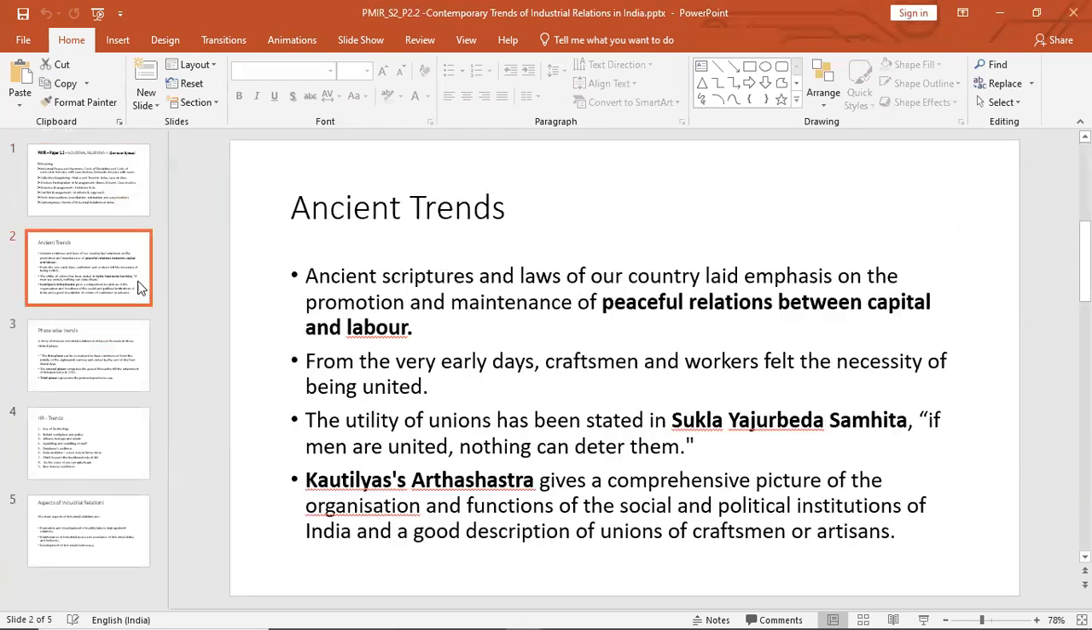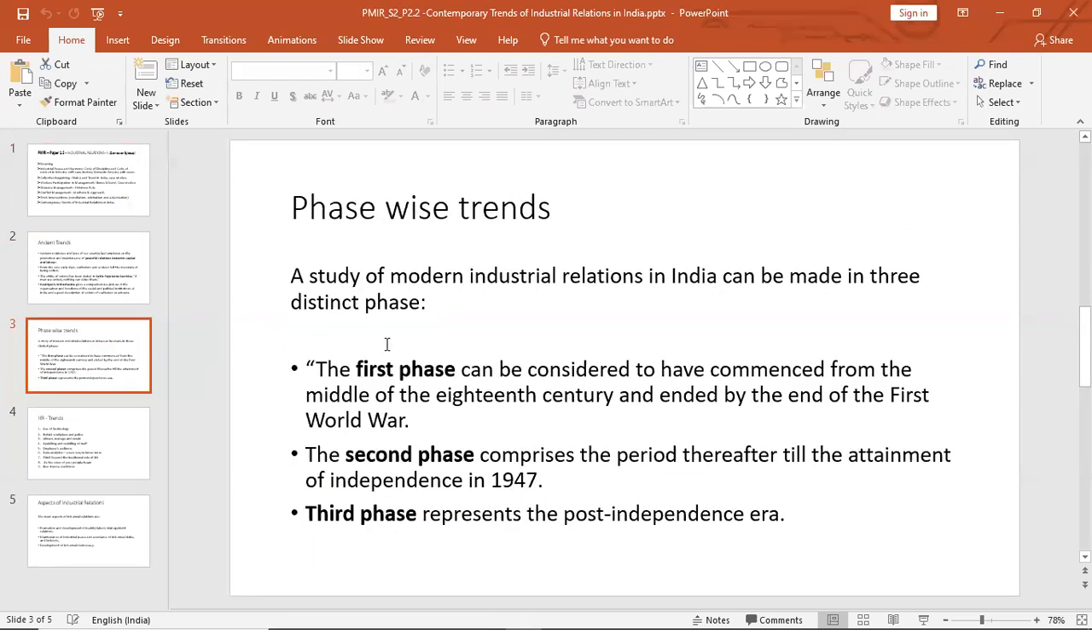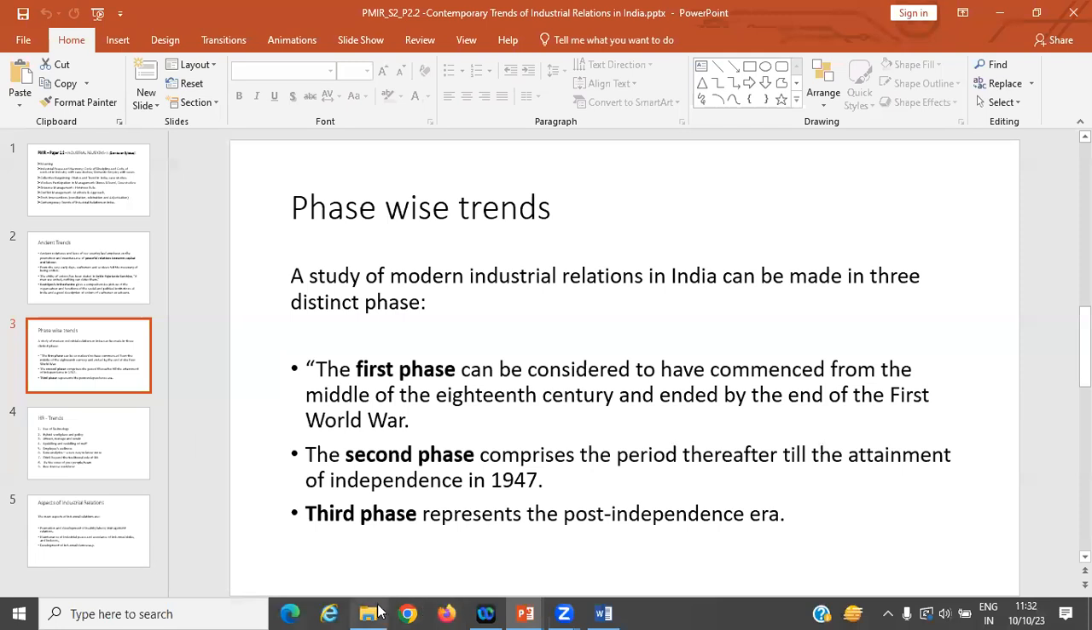Then we also discussed the trend of industrial relationship starting from the Mughal time to British time to current time. So what are the phases it is divided? First phase, second phase, third phase. This trend we discussed.